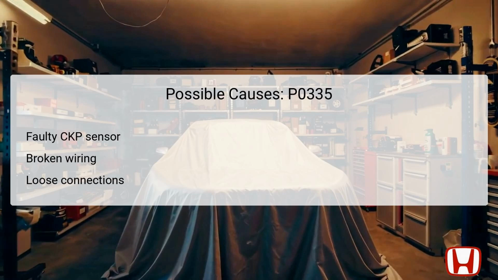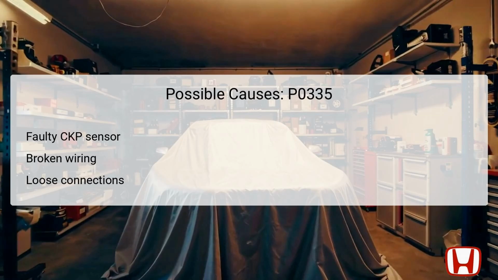P0335. Several issues can contribute to the occurrence of DTC P0335. First and foremost, the CKP sensor itself may be defective or malfunctioning, which is a common cause of this error. Second, there could be broken or frayed wiring between the sensor and the ECM, interrupting the signal transmission. It's also critical to consider loose connections or poor contacts at the CKP sensor connector or within the ECM.